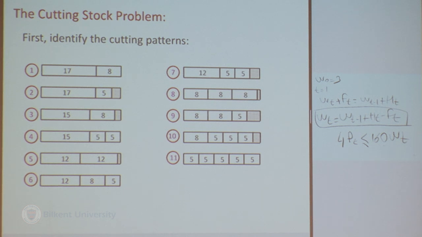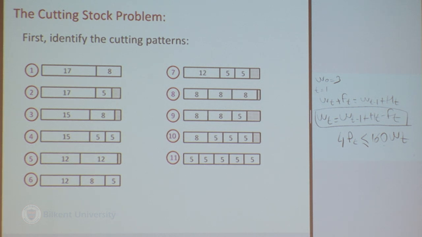If I cut one 12, what can I do? I can cut another 12, and 1 meter goes for scrap. I can cut an 8 and a 5, no scrap. I can cut two 5s and some scrap. What else? I'll do three 8s, or 8 8 5, or one 8 and three 5s, or I'll cut five 5s. Nothing else. No other pattern is possible. Think about it. Those are all options.